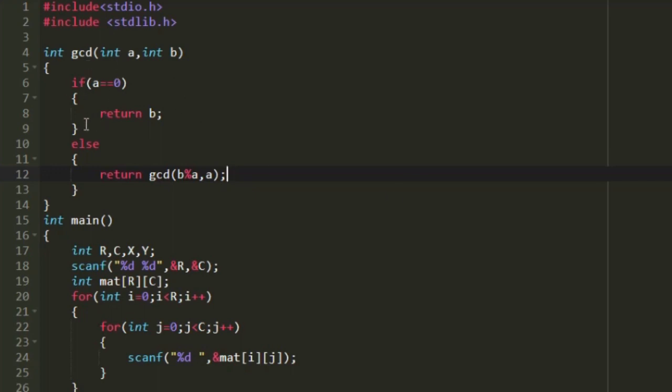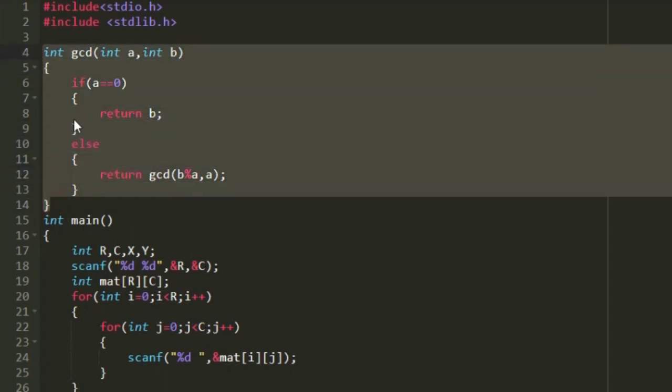So when we do like this, at one stage the value of a will be equal to 0. In that case, the value b would be our expected GCD. So this is how we will be performing the Euclidean algorithm. So this function GCD returns the GCD of the integers a and b. So now let us start with our main function.